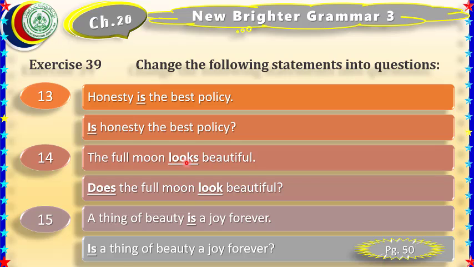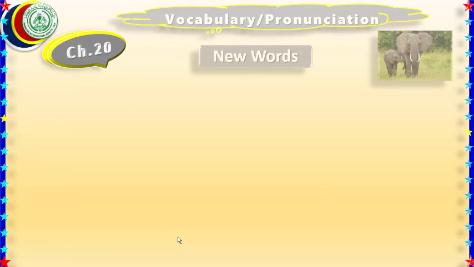The full moon looks beautiful. Looks will change into does look. Does will come in the beginning of the sentence. A thing of beauty is a joy. Is will come in the beginning of the sentence.